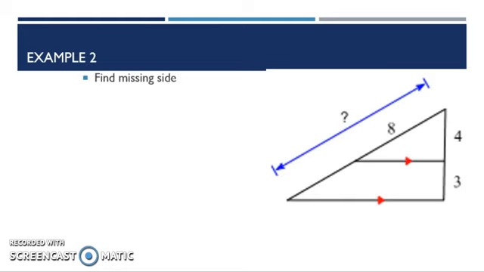Sometimes we need to cut this into parts or to add or subtract in order to find everything. If we're setting up a proportion here, 8 is to x as 4 is to the whole length 7. 4 plus 3 is 7. Cross multiply here, we get 4x equals 56, so x equals 14.